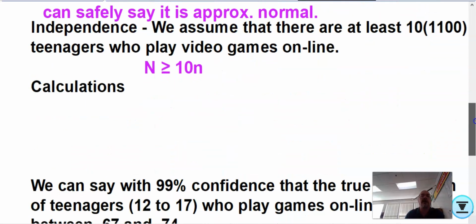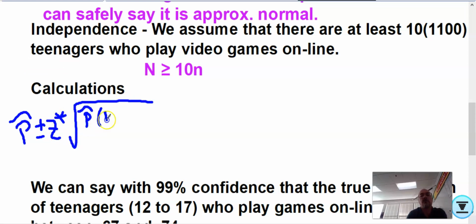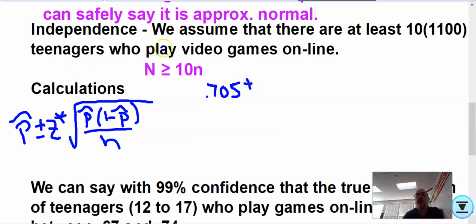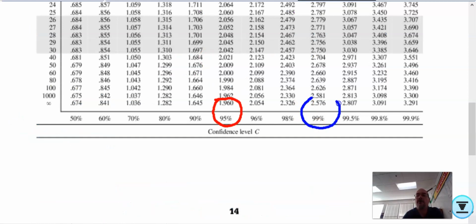So here come our calculations. Again, we need to put down our formula: p hat plus or minus z star times the square root of p hat times 1 minus p hat divided by n. We plug our numbers in. 0.705 plus or minus. This is where I goofed in the last video. We are doing a 99% confidence interval, so we go to the 99% critical value, which is 2.576.